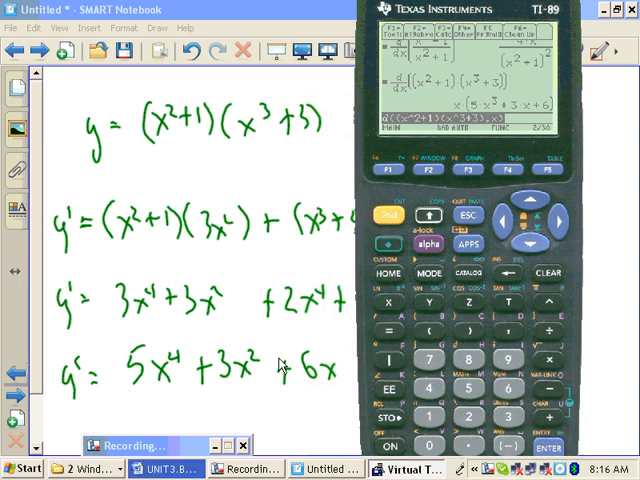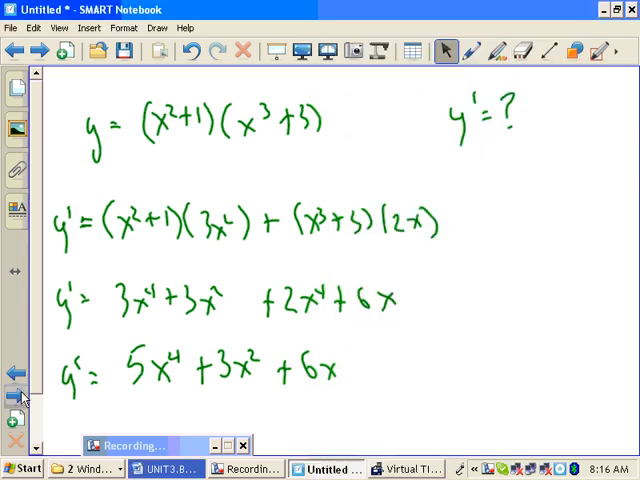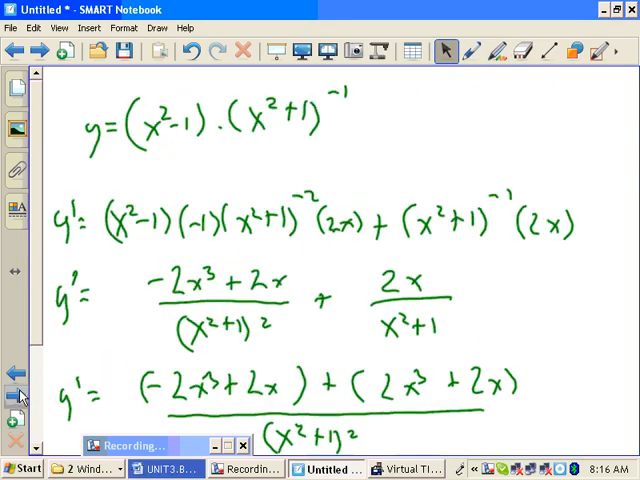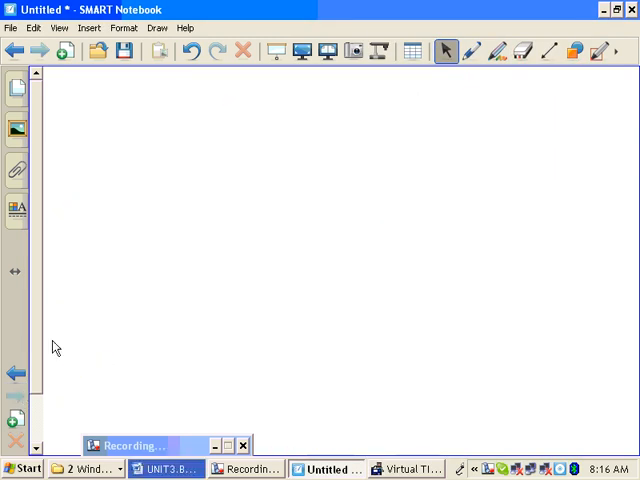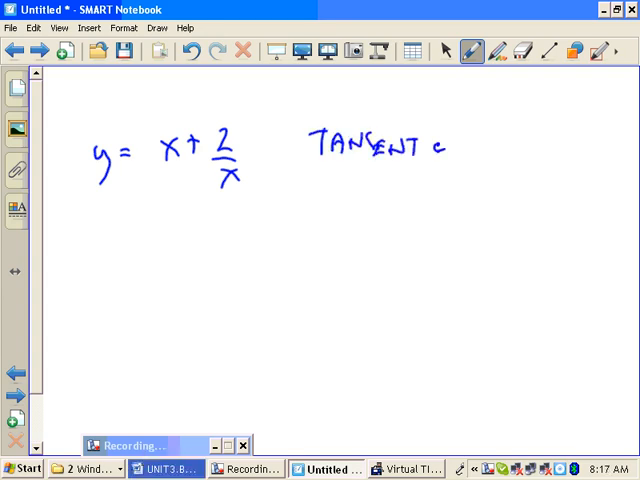Okay, let's try a question from the homework page, something like this. I'm going to give you this one. What if y equals x plus 2 over x? Can you get the tangent line at x equals 1?